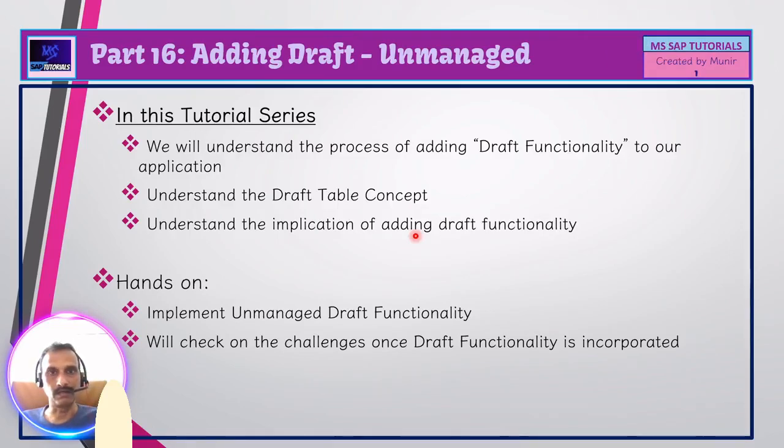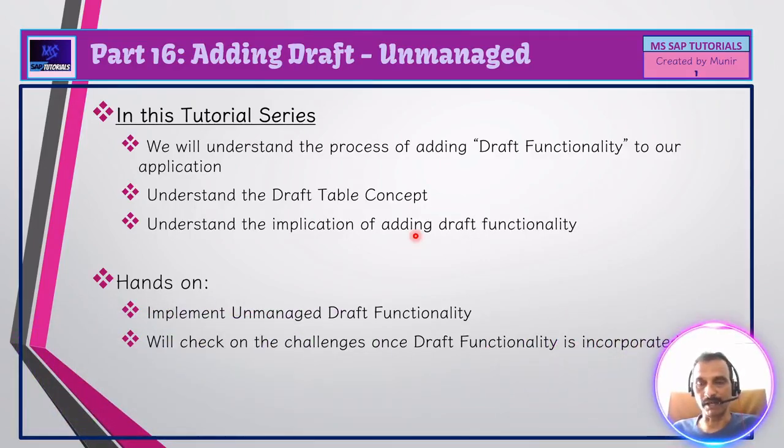Since we already know that with the draft functionality in our managed scenario, everything is taken care of by the system, and generally we will not be implementing any of the functionalities. But with the unmanaged scenario, we have to code everything, right? That is the reason we need to understand how that works and how it will have an implication on whatever we have coded so far.